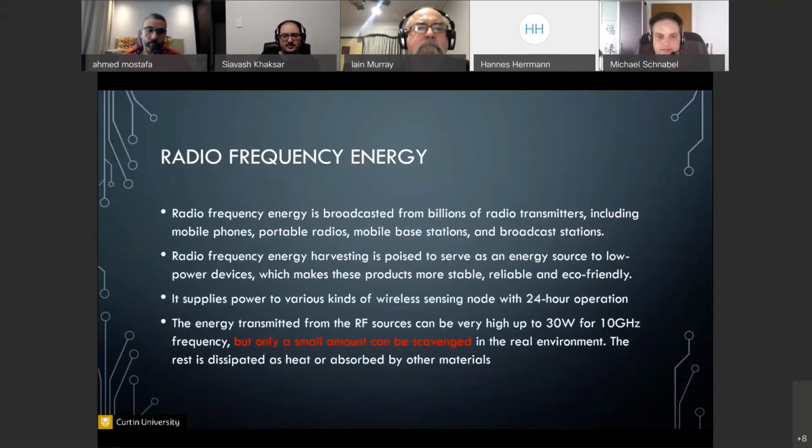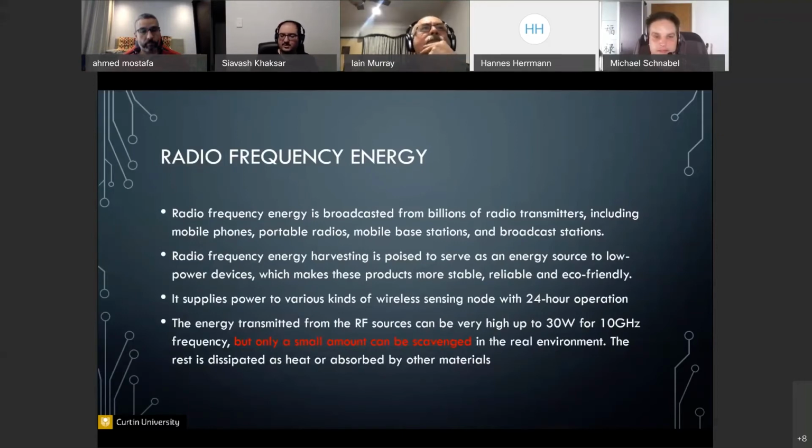And the last one, radio frequency, which is the energy that is broadcast from millions and billions of radio transmissions, including mobile phones, portable radios, mobile base stations, and broadcast stations. This energy harvesting is poised to serve as an energy source for low power devices, which makes the product more stable and reliable and eco-friendly.